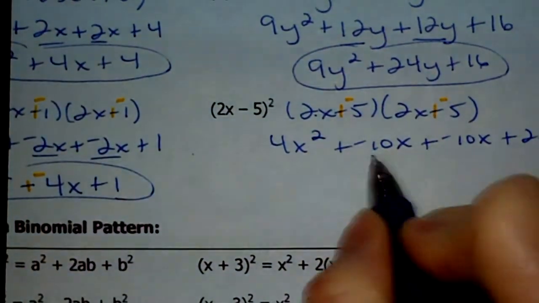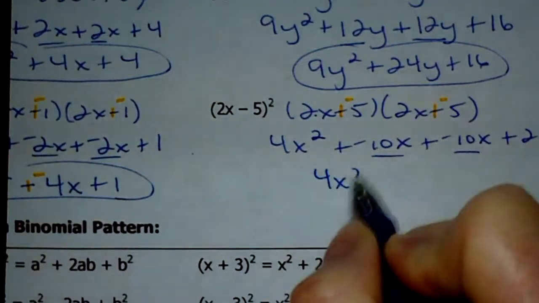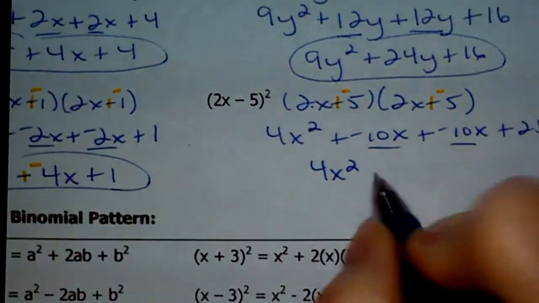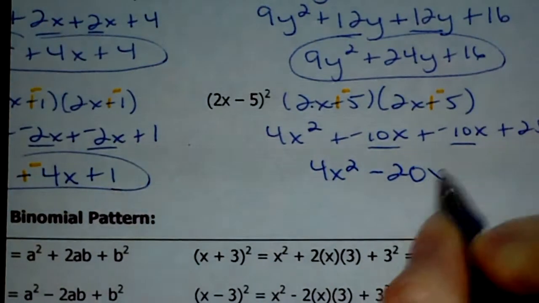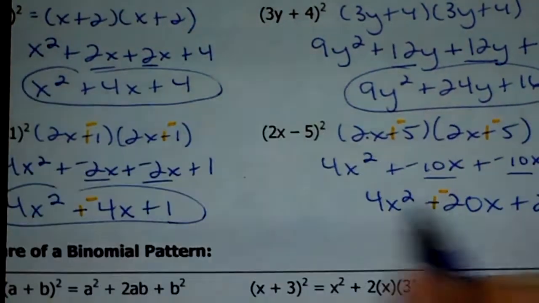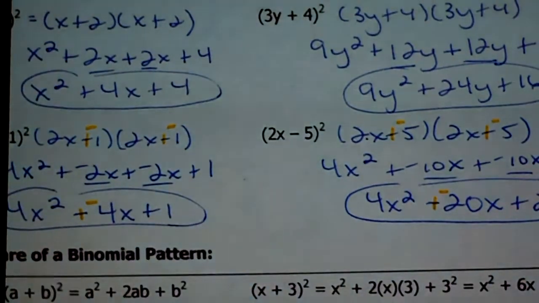When we combine these ones, you get 4x squared. Negative 10x plus negative 10x would be negative 20x. So you can either write minus 20x plus your 25, or you could write plus negative 20x plus 25. And let me circle it. I circled all the other ones. I can't leave that one uncircled.